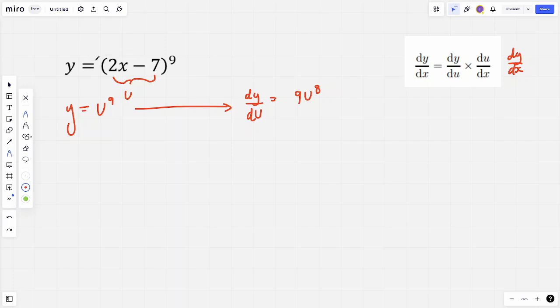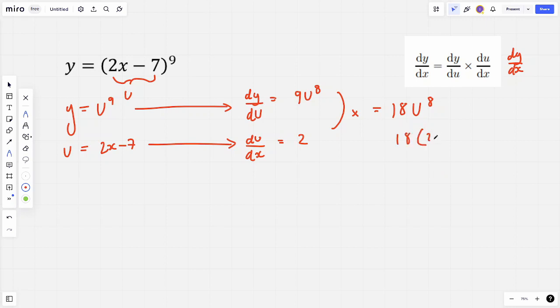We've just stated u is equal to this bracket. So we say u is equal to 2x minus 7. Then we go to the right hand side, we say what is the differentiation of u with respect to x, and that's going to be just 2. So now can you see we've got dy over du and du over dx, so we just multiply these two together, and what does that equal? That equals 9 times 2, which is 18u to the power of 8. We just substitute u back into it, so we've got 18 lots of u, which is (2x minus 7) to the power of 8. And that's the final answer.